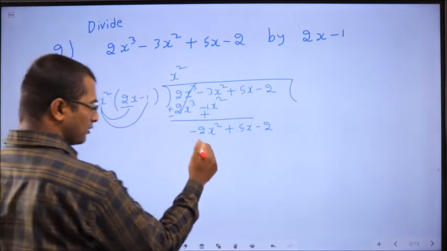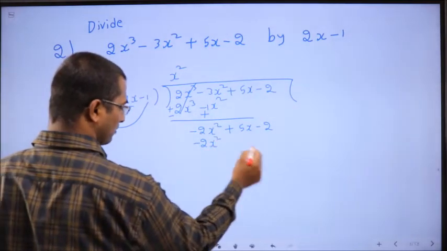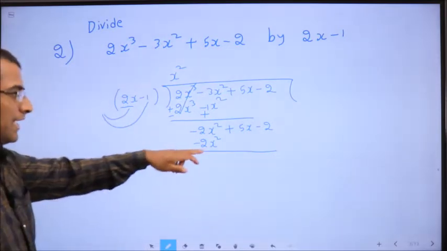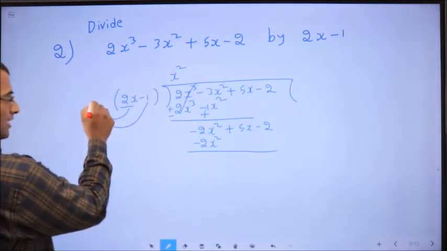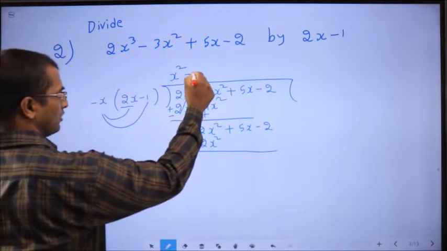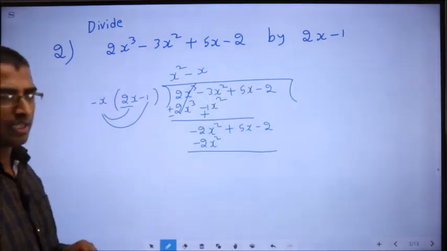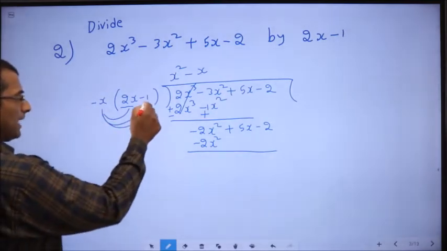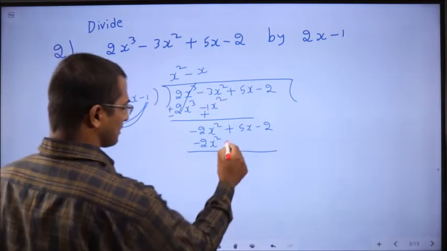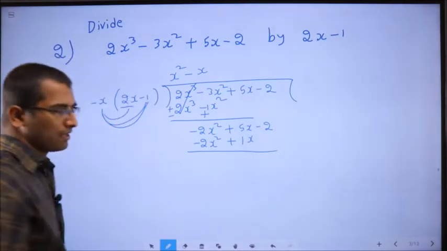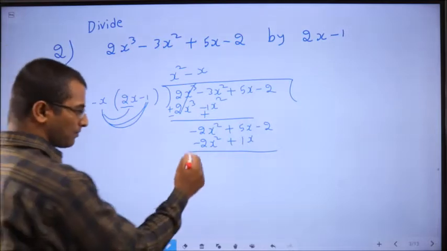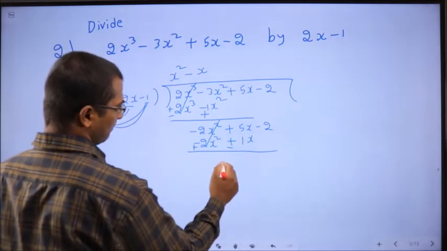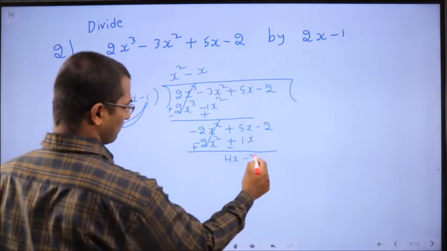Next, here minus 2x square, I should also get below that minus 2x square. So here I have 2x, I should get minus 2x square. So this needs to be multiplied with minus x. So quotient is minus x. So minus x into 2x is minus 2x square. Minus x multiplied with minus 1 will become plus 1x. Okay. Next, change the sign. So this will become plus, this will become minus. This cancels out. Plus 5 minus 1 gives plus 4x minus 2.